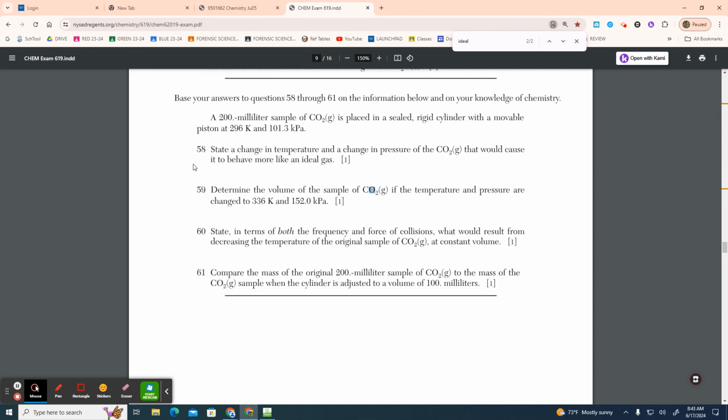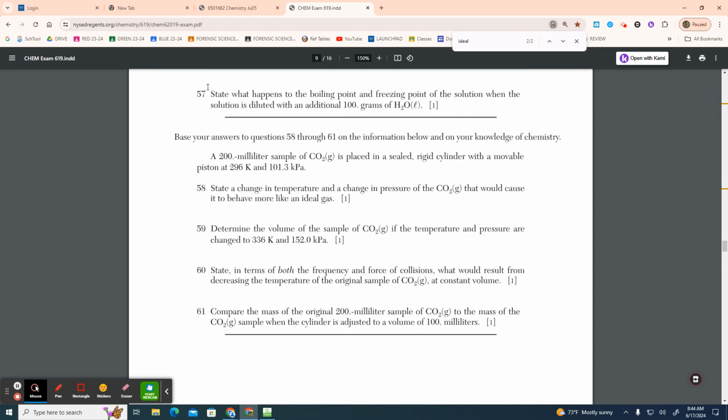All right. Here's another example. There were 2 ideal gas questions on this Regents. I just picked by random, June of 19.